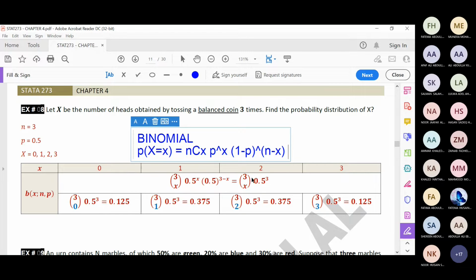This formula will give you the probability for each number. So you can substitute for x and get the answer. 3 combination x, 0.5 to the power 3. Let's replace x with 0. So it is 3 combination 0, 0.5 to the power 3. Find the answer. Next, 3 combination 1, 0.5 to the power 3. Then 3 combination 2, 0.5 to the power 3. Finally, 3 combination 3, 0.5 to the power 3, and you will get the answer for all of them. So that is simply how to apply the formula.